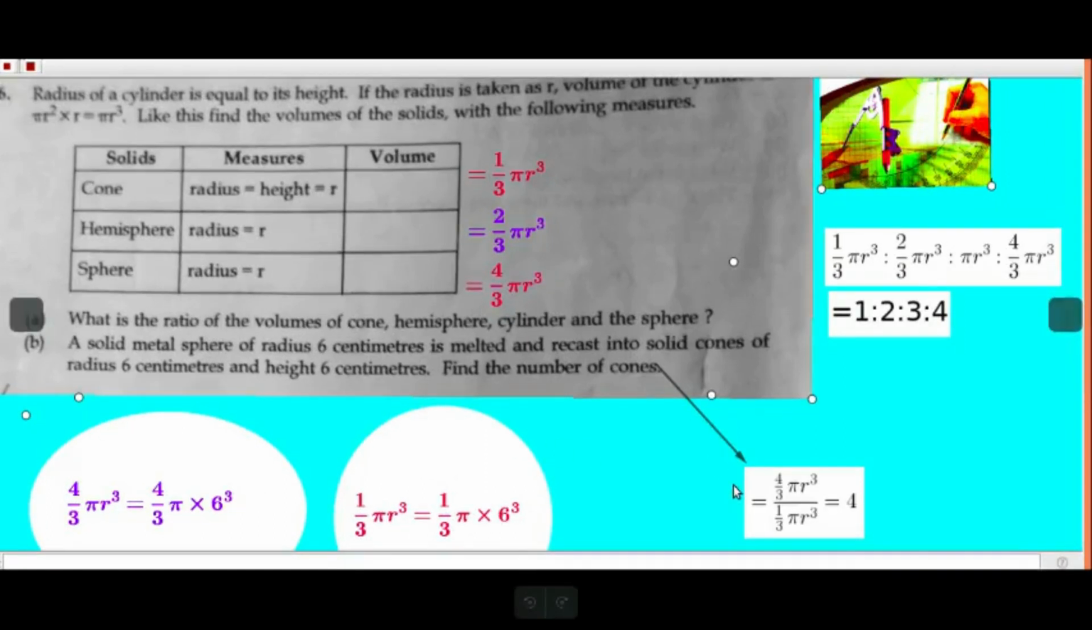Number of cones is equal to volume of the metal solid divided by volume of the cone. That is equal to 4. 27.